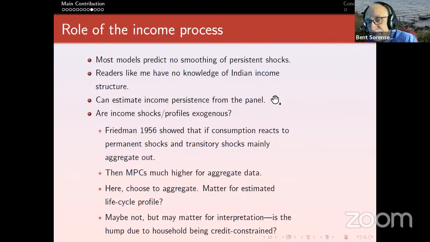Now, if you have a real panel, it's not very hard to estimate persistence. It's a short panel, and estimations are imperfect, but you can estimate persistence somewhere or other. So a lot of modern, well, recent papers in the US have resorted to just assuming that income is an exogenous process.